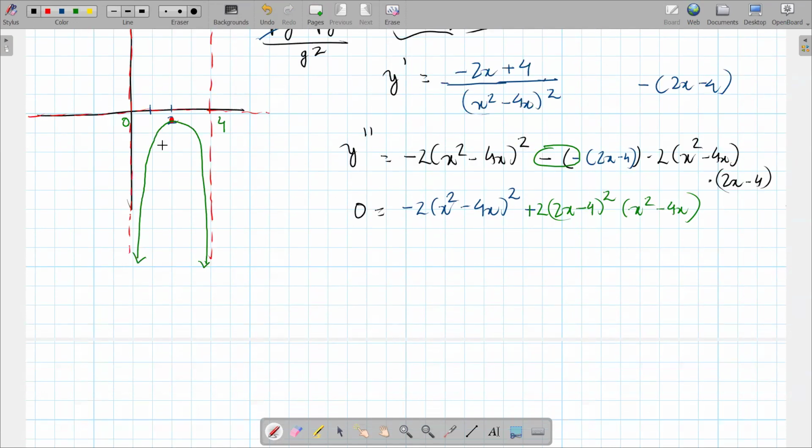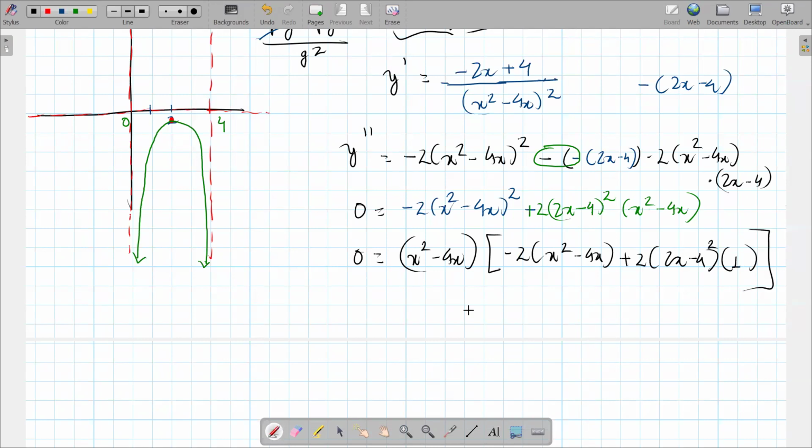Now what I'm going to do is I'm going to factor something out. I'm going to see if I can find at least one x-intercept, at least one point of inflection, sorry. So we have x squared minus 4x. I can pull this out. Then I'm left with -2, x squared minus 4x plus 2, 2x minus 4 times 1, because we pulled that out. Let's set this equal to 0.